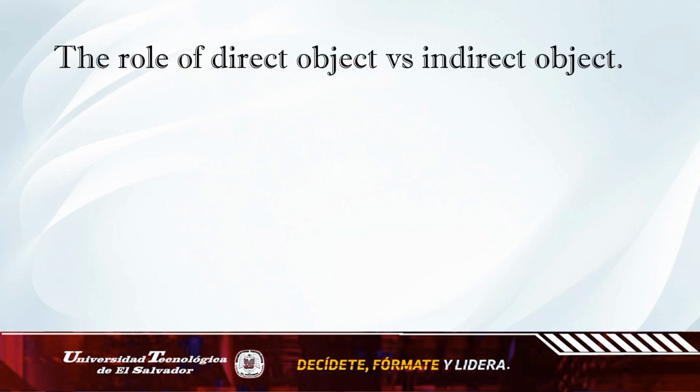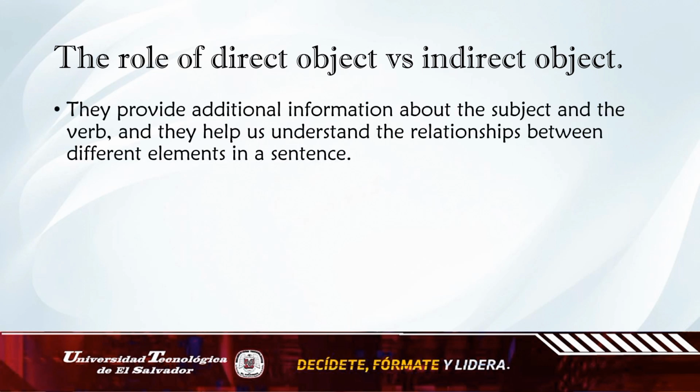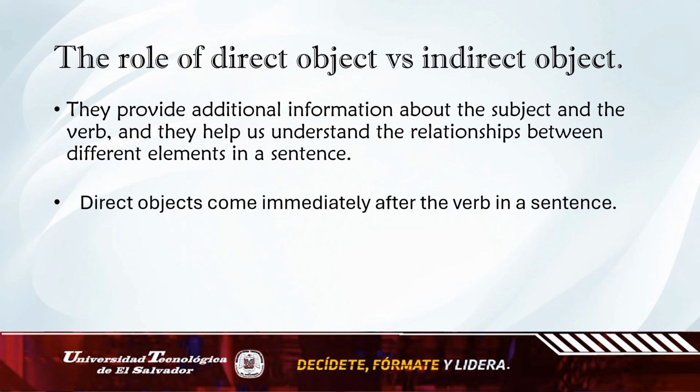The role of direct versus indirect objects in sentence structure. Direct and indirect objects play an essential role in sentence structure. They provide additional information about the subject and the verb, and they help us understand the relationships between different elements in a sentence. Typically, direct objects come immediately after the verb in a sentence. For example, in the sentence, she ate the sandwich, the direct object the sandwich comes immediately after the verb ate.